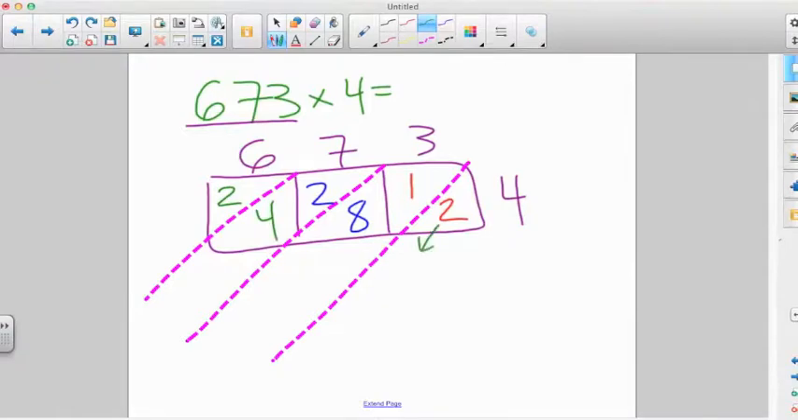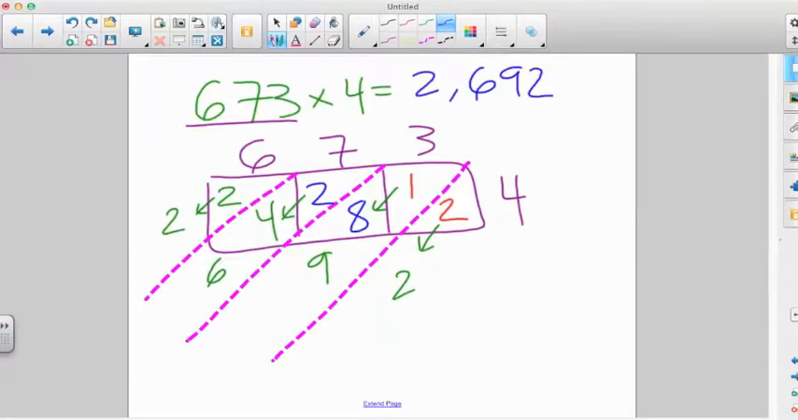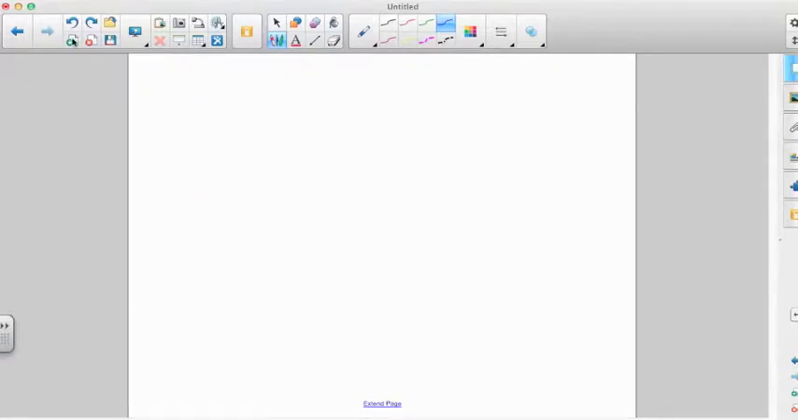And our last step is to simply add our solutions up. We have 2, we have 1 plus 8, that's 9, 2 plus 4 is 6, and 2. Our final solution is 2,692. I know that this is new to you guys, but I hope that you guys did well. I'll go ahead and give you guys one last problem for you to pause and solve out on maybe a piece of paper or whiteboard and see how you guys did.